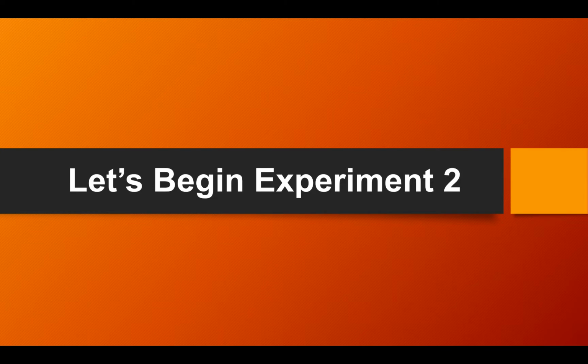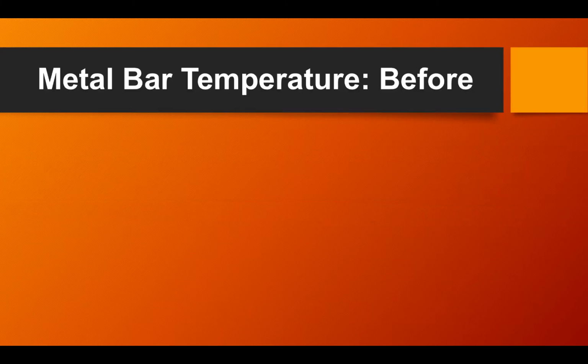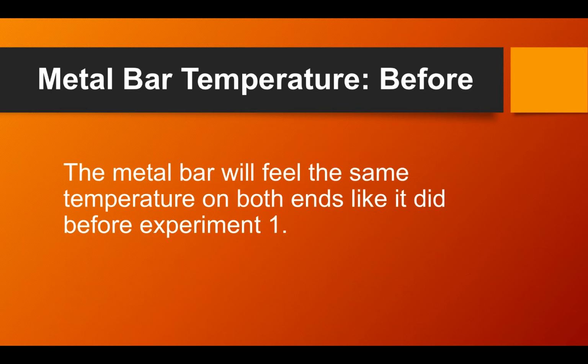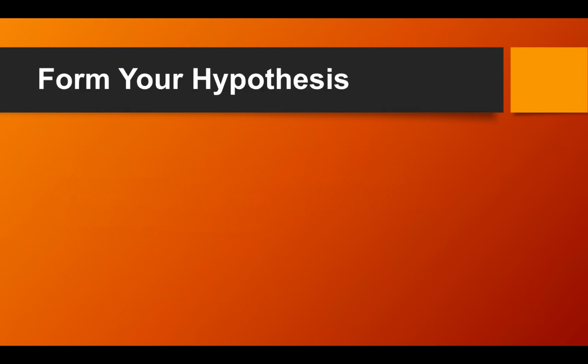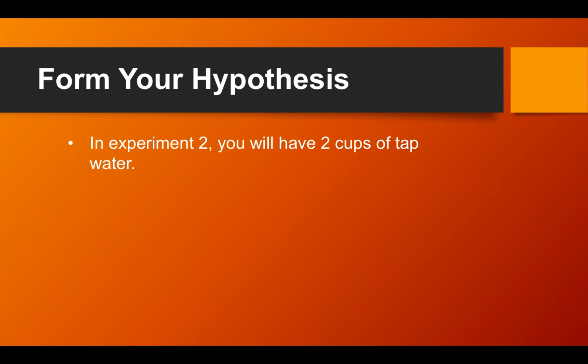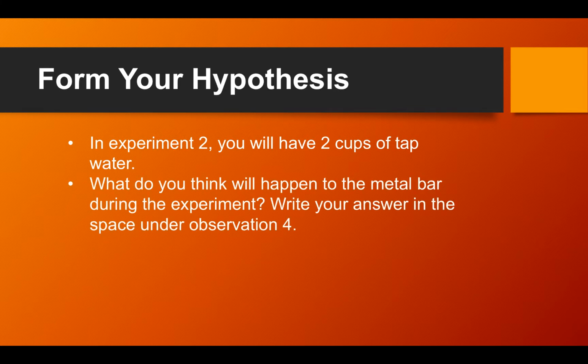Now let's begin experiment 2. The metal bar temperature before the experiment will feel the same as it did before experiment number 1. The bar is outside of the apparatus, and therefore it feels the same temperature on both ends. Let's form your hypothesis. In experiment 2, you're going to have 2 cups of tap water. What do you think will happen to the metal bar during the experiment? Write your answer in the space under observation 4.